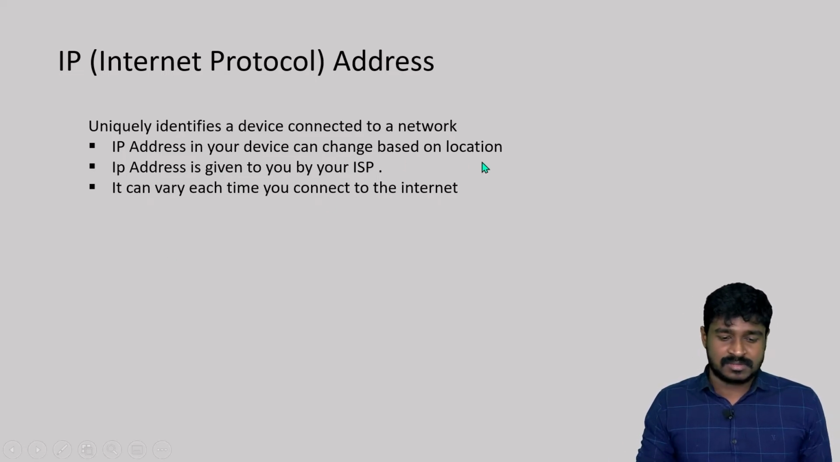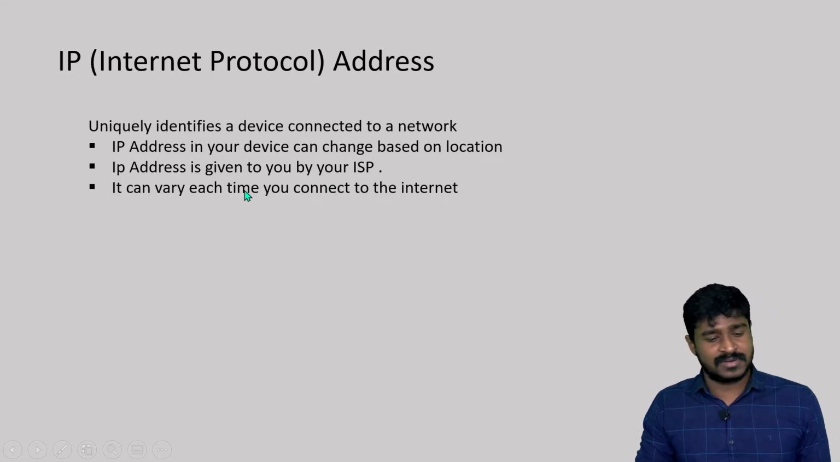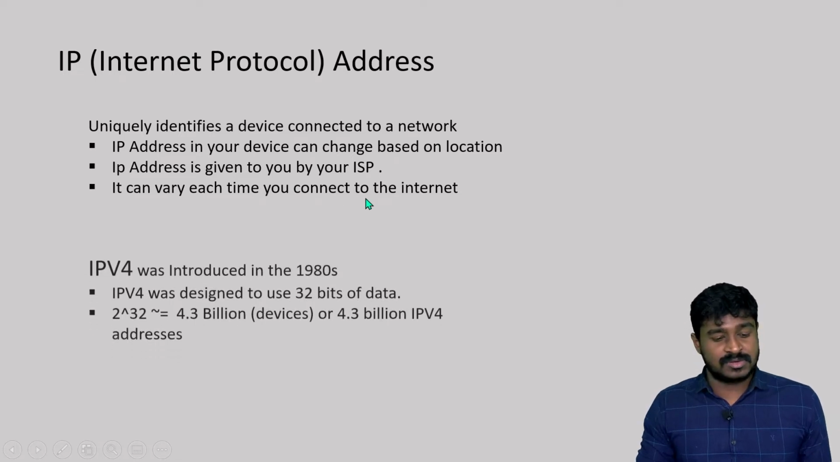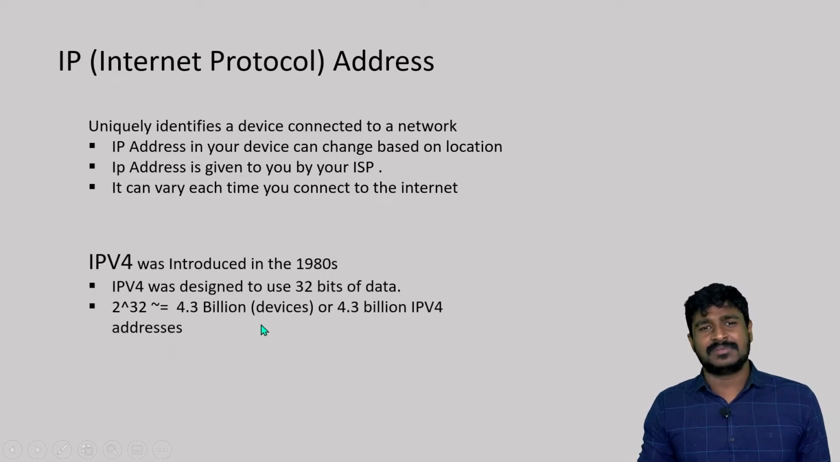So based on its location, an IP address is given to you by your internet service provider, let it be Airtel or whatever. It can vary each time you connect to the internet. Okay, so we have two versions in it. IPv4 is nothing but IP version 4, and the other one is IPv6, which is IP version 6. So what is the difference?